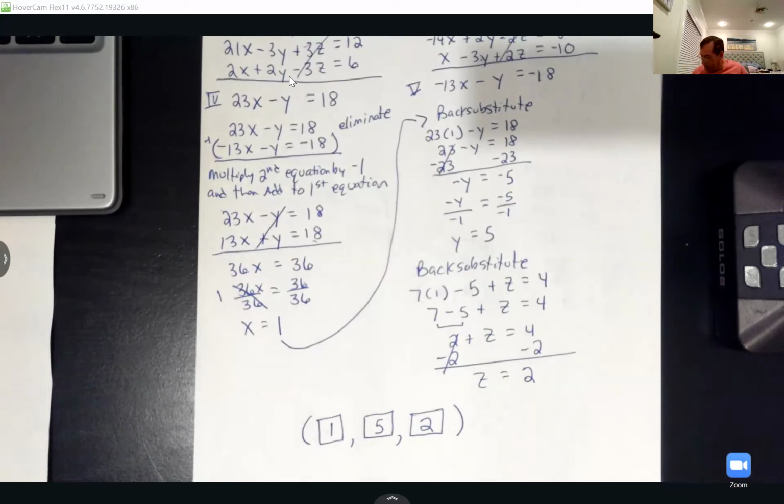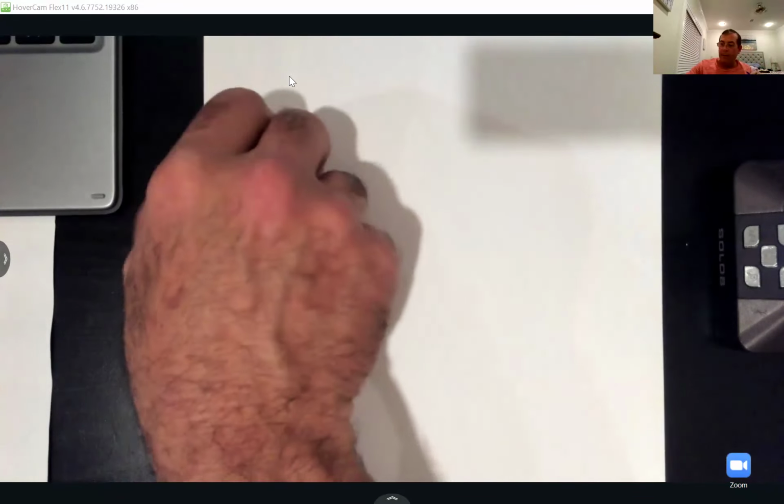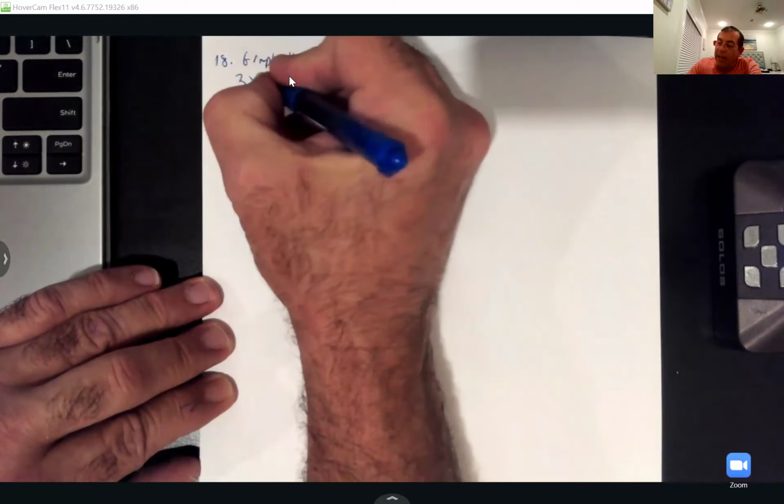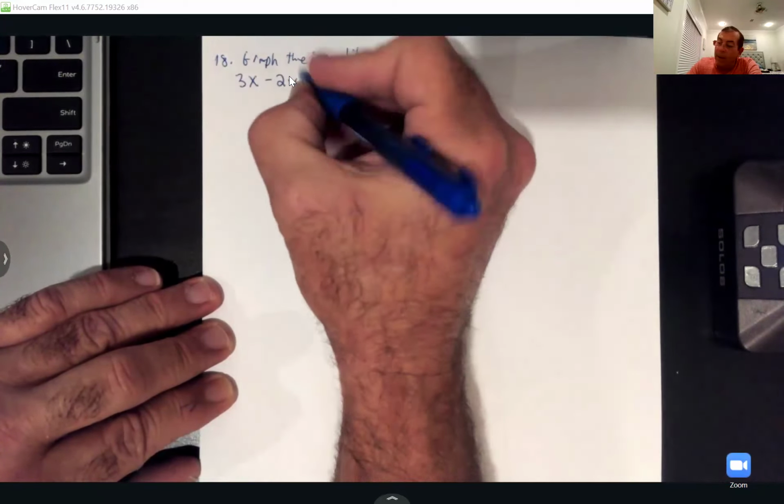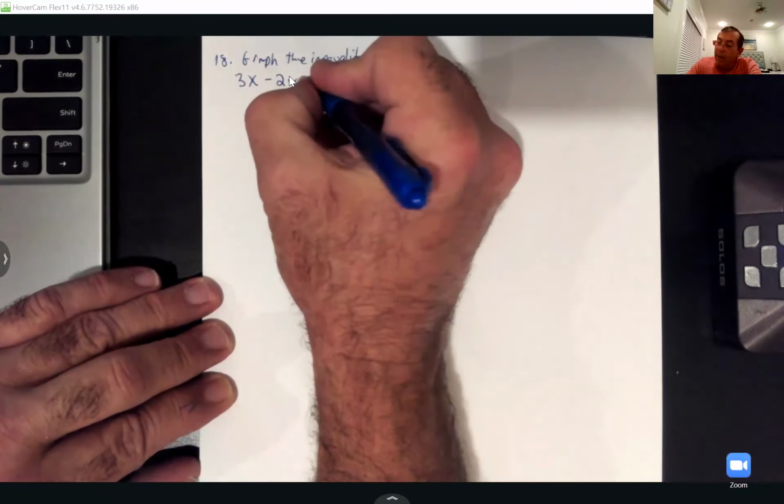All right, so 3 more now. The last 3 dealt with section 3.7 where we were graphing lines and sort of shading. All right, so this will be 18. So 18 says graph the inequality. They're giving me 3x minus 2y less than or equal to negative 4.